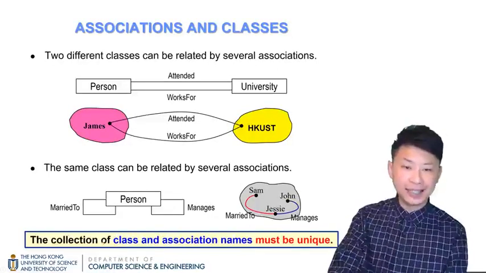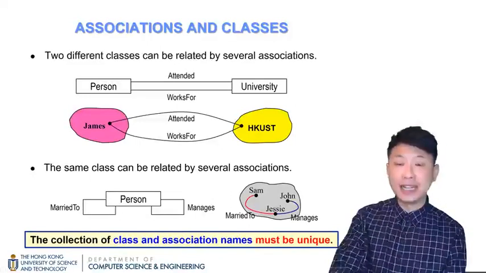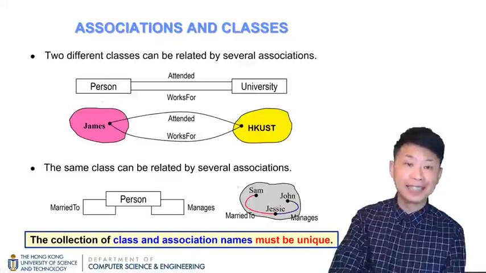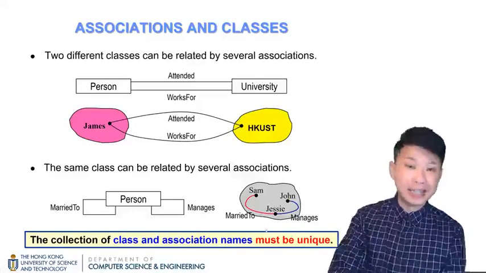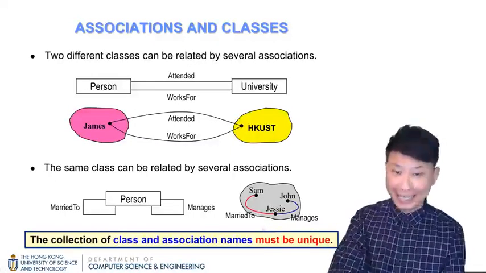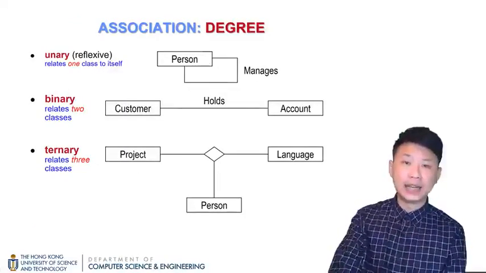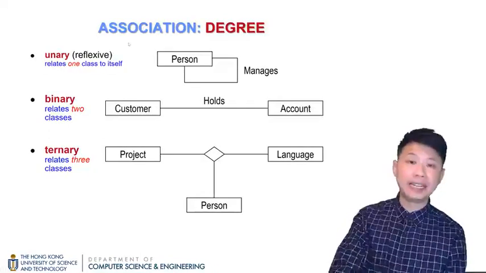Notice that the collection of class and association names must be unique. So when you try to come up with the names for the classes and associations, make sure that the names are unique. So these are the different types of associations that we can have within a class diagram.